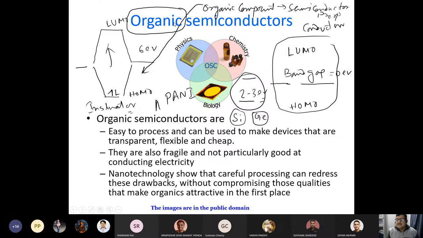This is one area where physics, chemistry, biology come together, and you develop different types of organic solar cells. They use P3HT, PCBM, different types of organic materials which are semiconductor in nature. If you want to have a conducting polymer, PANI is one of the big examples. PANI is polyaniline. So polyaniline is an example of a conducting polymer.